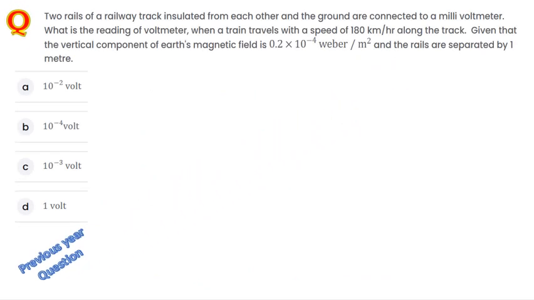This is an important old question paper problem. I have marked all such important questions, and I will mention them here.